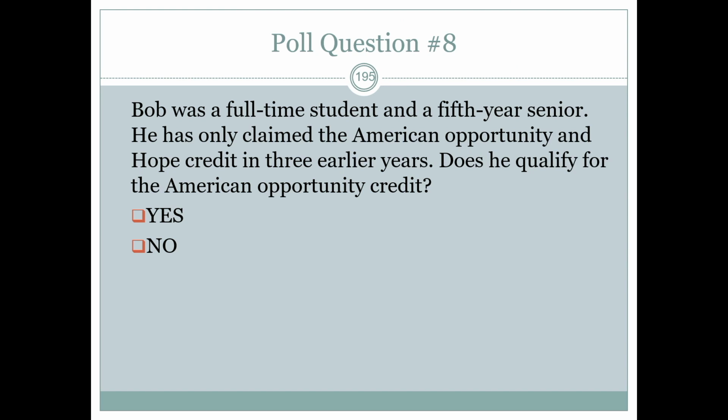Okay. We have completed all of the non-refundable credits, and these non-refundable credits included foreign tax credit, credit for child and dependent care expenses, education credits, retirement savings contribution credit, and other credits.